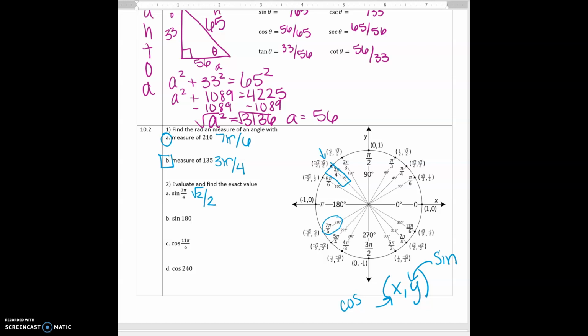Sine of 180. Here's 180. I'm looking at the y value, which is 0. Cosine of 11 pi over 6, so find 11 pi over 6. Right here, I'm looking at cosine, so now I'm looking at the x value, which is square root 3 over 2. The last one, cosine of 240. Here's 240. Looking at the x value, so it's equal to negative 1/2. So that is your review for 10.2.